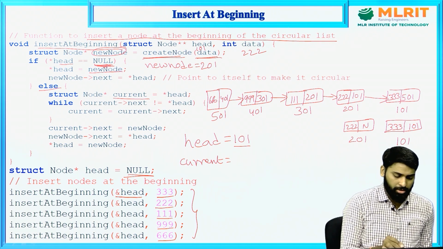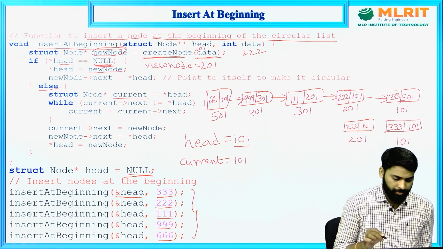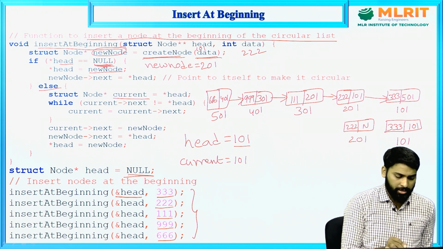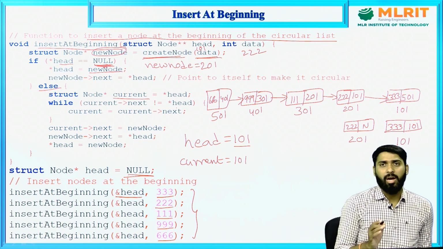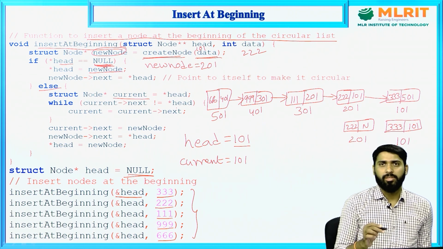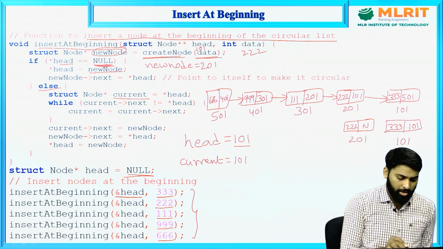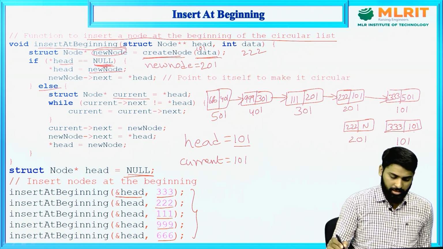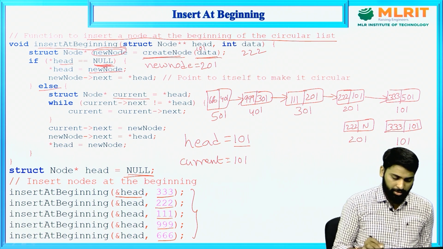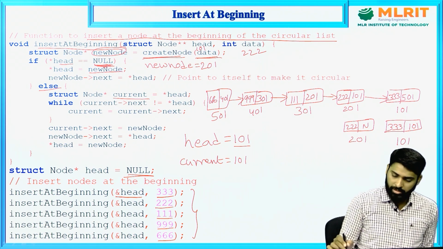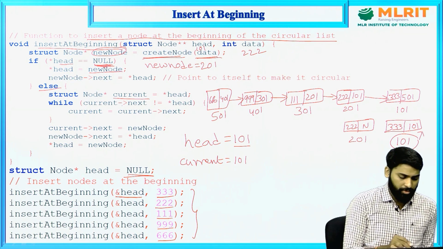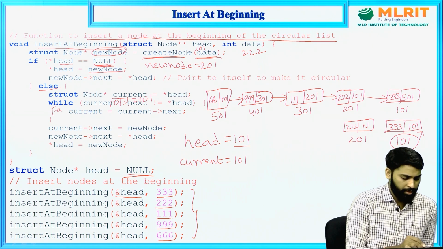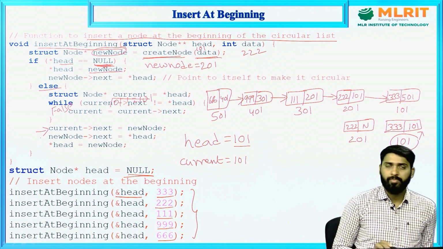So current equals head, that is 101. So current arrow next not equals head. How do we identify the end of the list here? The last node's address is the first node's address. So current arrow next equals head. Yes, in this case 101 arrow next. So 101 arrow next is 101, not equals to 101. This is false. So we move on.